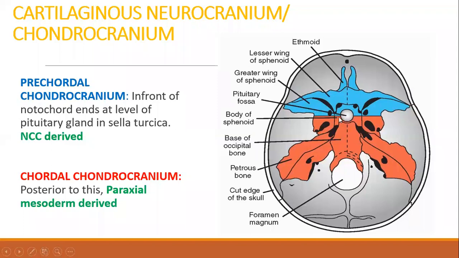While the part that lies behind this pituitary fossa is known as caudal chondrocranium, and it receives contribution from the paraxial mesoderm. It includes the body of the sphenoid, part of the greater wing, and petrous part of the temporal bone, base of the occipital bone. So this is known as the caudal chondrocranium.